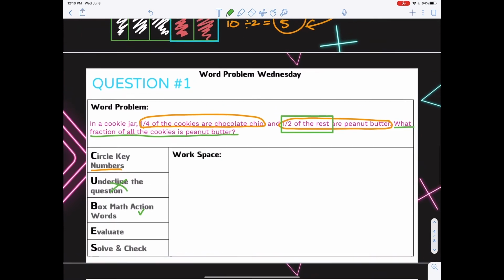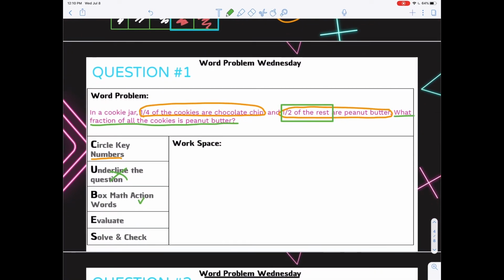So the steps we're going to take is we're going to first draw our cookies, like a pan of cookies, and we're going to cut it up into fourths. And I'm going based off here. And then we're going to do it into halves, basing off that. And we'll go ahead and get started. So I'm going to use red. Alright, here is my pan of cookies, or my cookie jar, I mean. 1/4 of the cookies are chocolate, so I'm going to cut this up into fourths.